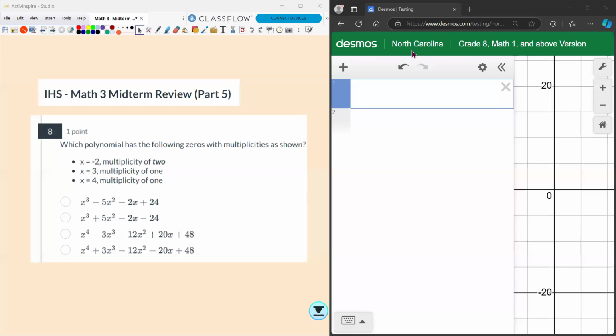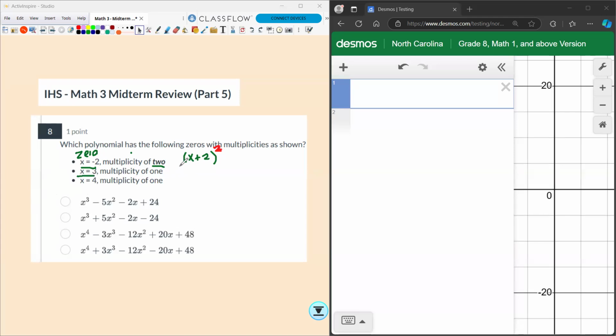Question 8, which polynomial has the following zeros with multiplicities as shown? So x equals -2, multiplicity of 2. What that means is if that's a 0, then the factor is going to be x plus 2. And because it has a multiplicity of 2, we call that a double root. It's going to have an exponent of 2. So x plus 2 to the second power.